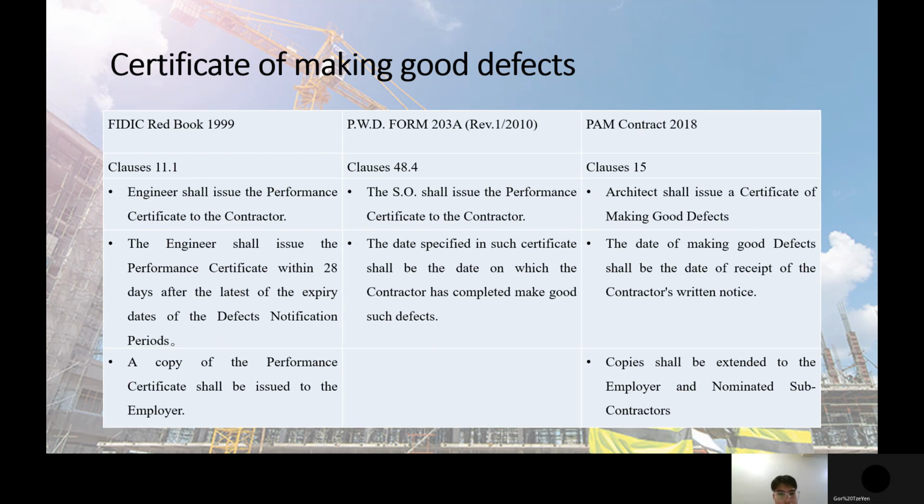Next, I will talk about the certificate of making good defects. The FIDIC Red Book 1999 uses clause 11.1. The engineer shall issue the performance certificate to the contractor within 28 days after the latest of the expiry dates of the defects notification periods, and a copy of the performance certificate shall be issued to the employer.